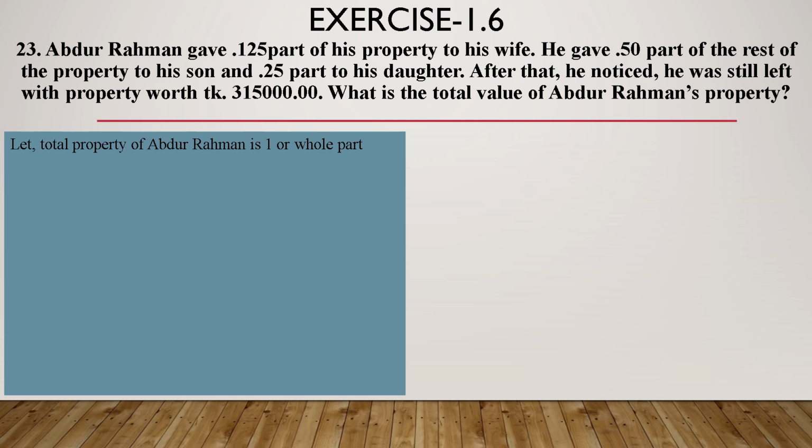Let the total property of Abdur Rahman be one whole part, because we don't know how much property he has. So in this type of math, you should take the total property as one whole part. It would be easy for the solution. Then we have to find out the rest of the property after giving to his wife. You can see 1 minus 0.125 part, because 1 is the total property and 0.125 part he gave to his wife.